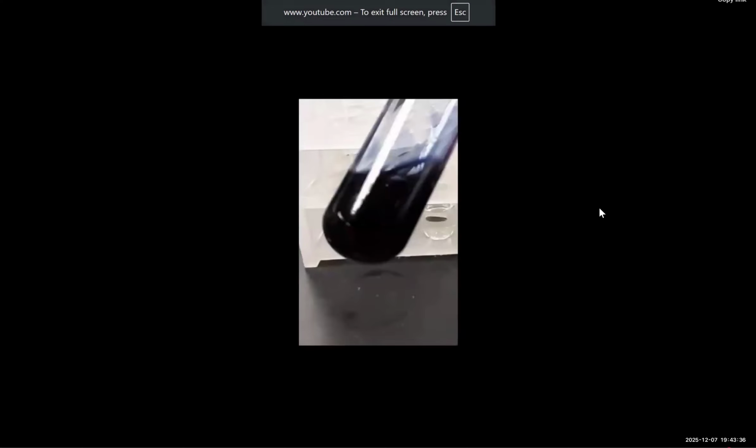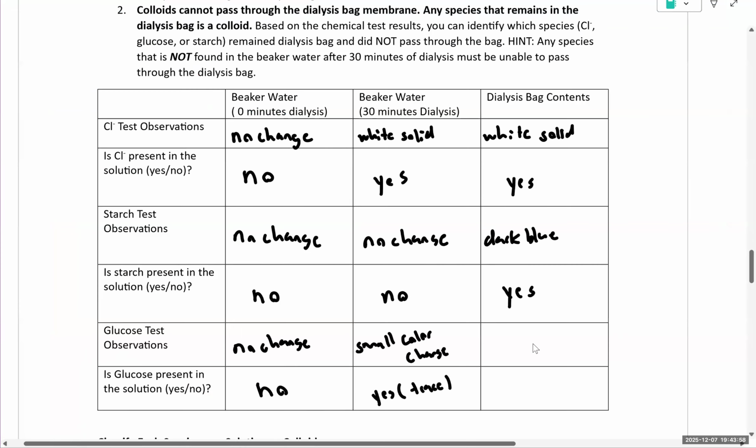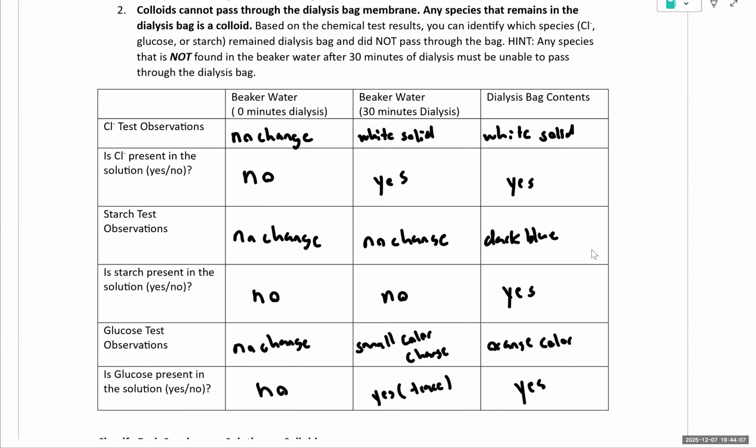Let's take a look at the glucose test observations using Benedict's reagent and heating. We would expect, if it's positive, for us to see that characteristic brick red-orange color. And as you can see, testing for glucose with Benedict's reagent, if we test the liquid inside the dialysis bag, we see a positive test result for glucose. So we see an orange color. That tells us that glucose is present in large amounts.